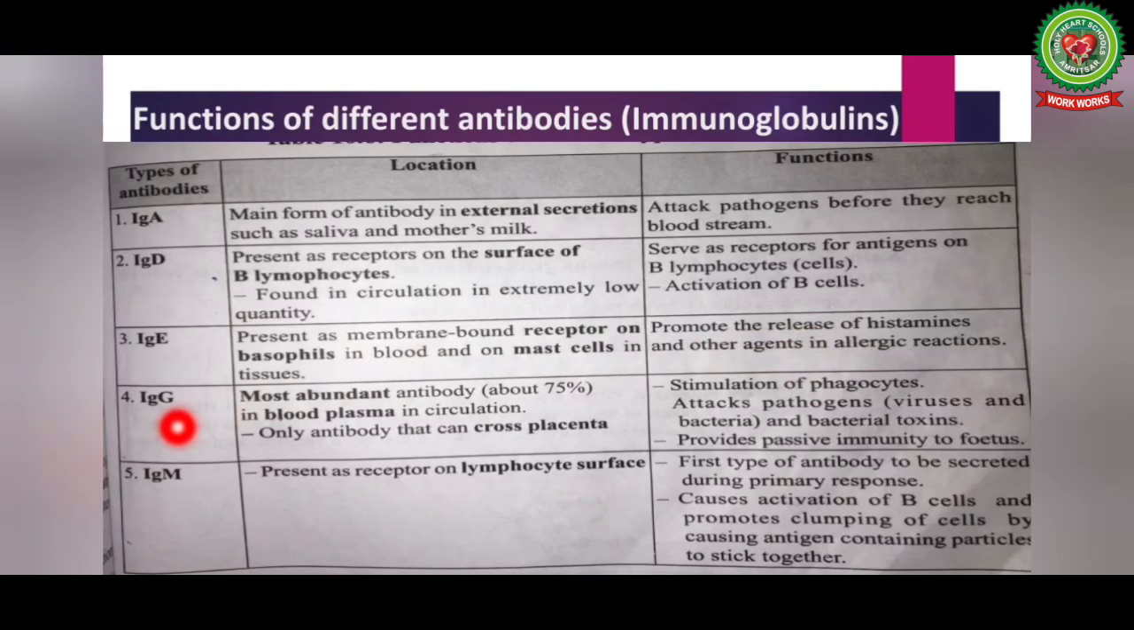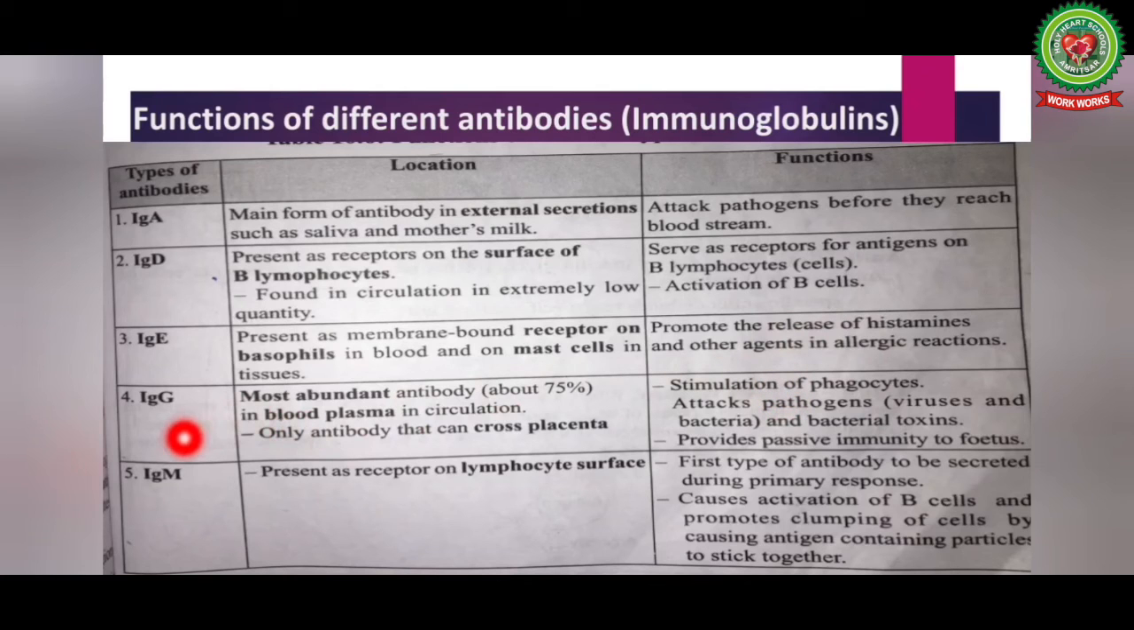Next is IgG, that is immunoglobulin G, the most abundant antibody, approximately 75%, present in the blood plasma in circulation. It is the only antibody that can cross the placenta, that is an intimate connection between the mother and the developing fetus. It stimulates phagocytes, attacks pathogens and bacterial toxins as well, and provides passive immunity to the fetus. Passive means ready-made immunity, in which the body cells are not producing antibodies. In turn, the fetus is getting antibodies from the mother.